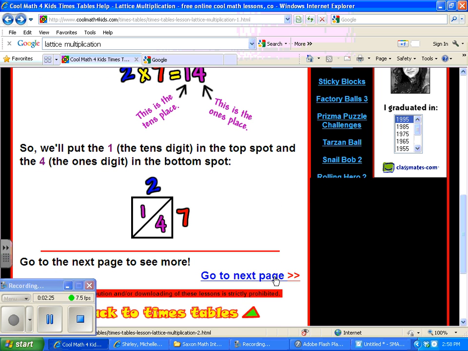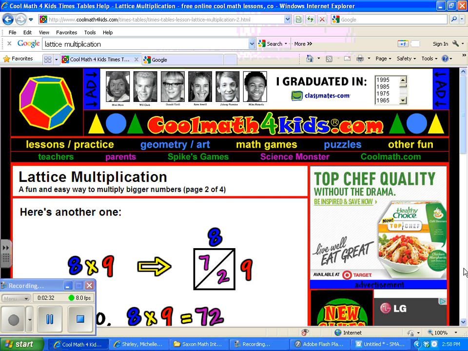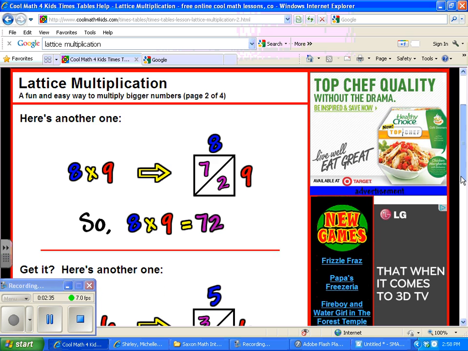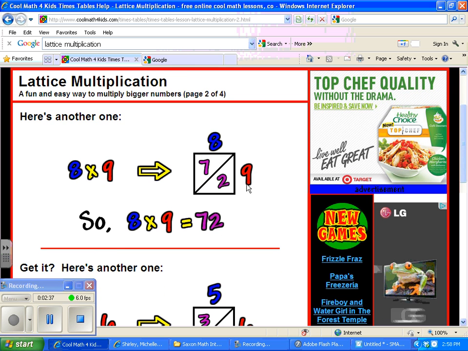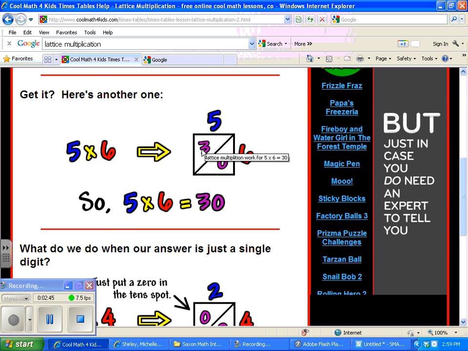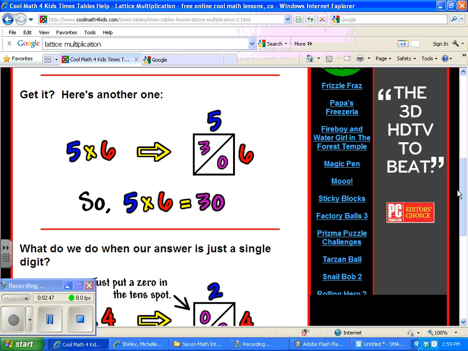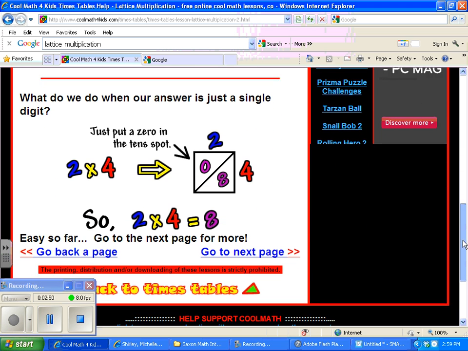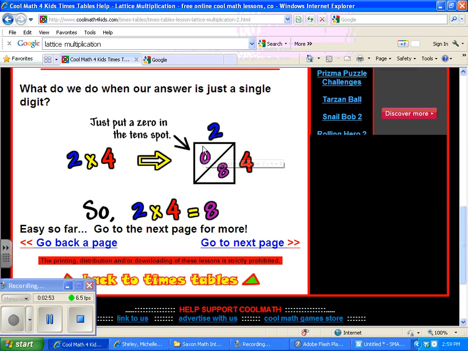Okay, let's get a little bit harder. Let's take a look at, here's 8 times 9, and that's 72. That's pretty straightforward. And 5 times 6 is 30. Here's how you would write that. But what if you have just a single digit answer? Well, you put a 0 in the tens place. So 2 times 4 is 8, would look like this, a 0 and an 8. Let's keep going.